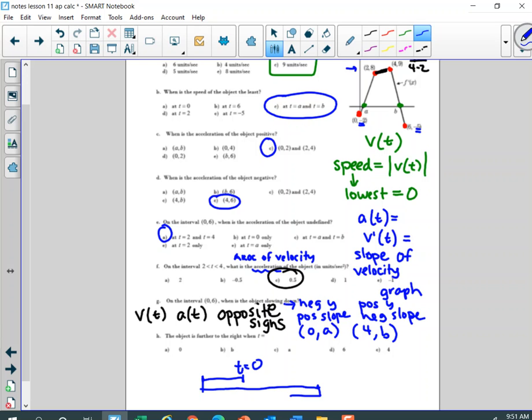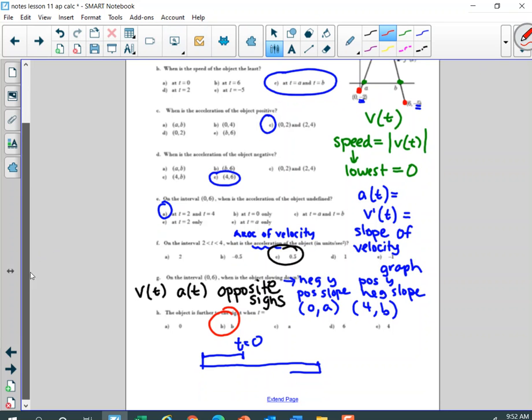There's a little bit more to it that we will talk about later, but if we look at the amount of time spent moving in the different directions, 0 to A is a left move, A to B is a right move, B to 6 is a left move. So at time B, we are going to be the furthest to the right.